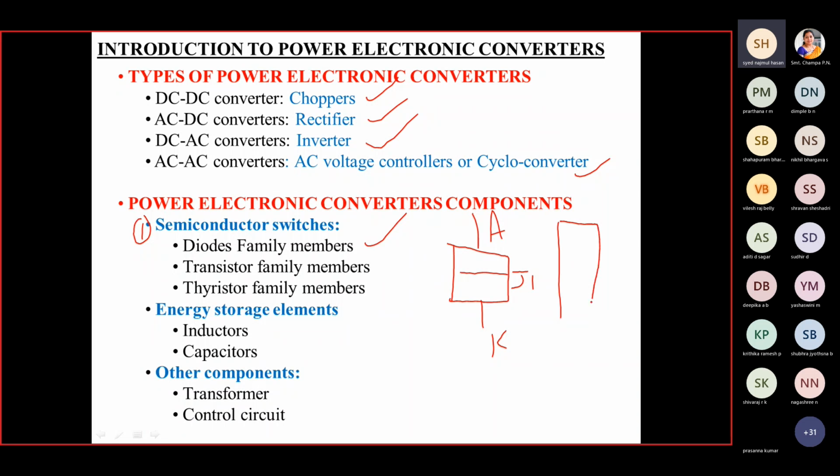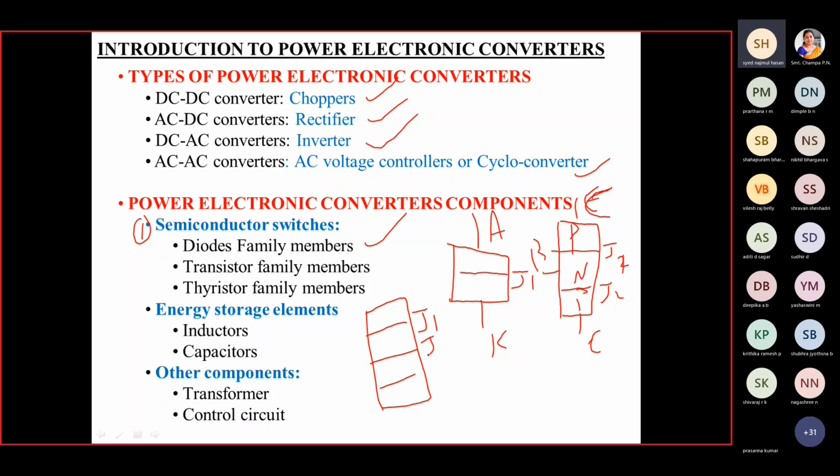When you go for a transistor, it's three layers, PNP or NPN, correct? This may be collector, this may be emitter, this is the base. It's essentially a 3-layer, 2-junction device. When you go for a thyristor family member, it has four layers and three junctions J1, J2, J3. It has anode and cathode, similar to a diode, but one control terminal called the gate. Gate is a control terminal. In the BJT, base is the control terminal, right? So in the thyristor or SCR, the control terminal is the gate, and the power terminals are anode and cathode.